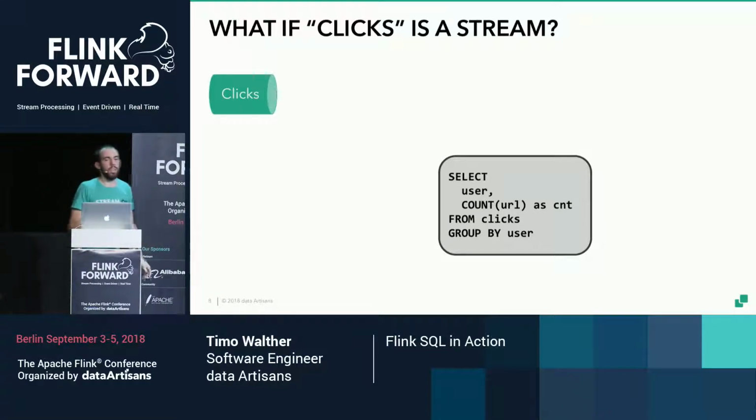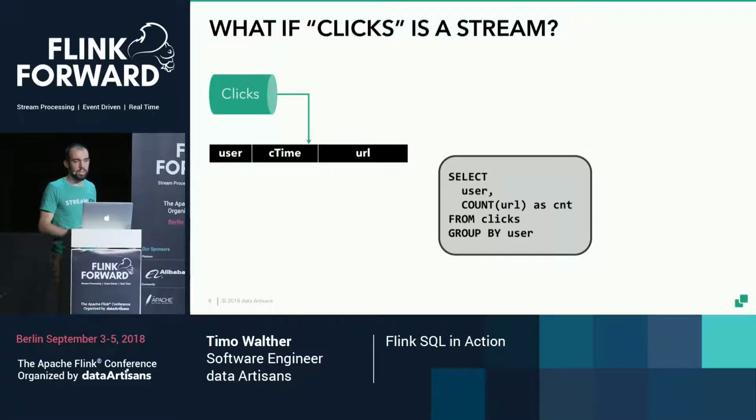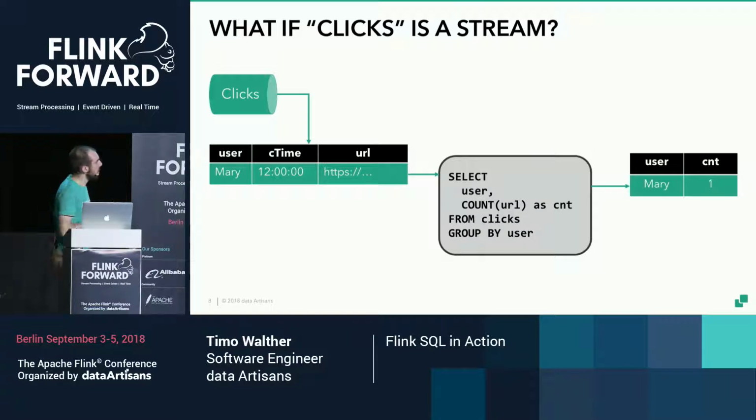So how would it look in a stream if this clicks file is actually a stream? The interesting thing is the result is not there immediately. It enters Flink row by row, basically. And what Flink, or the Flink SQL API, is doing underneath is it maintains counters and other state that is necessary to maintain this running or standing query. And it also sends updates in case a counter is increased.